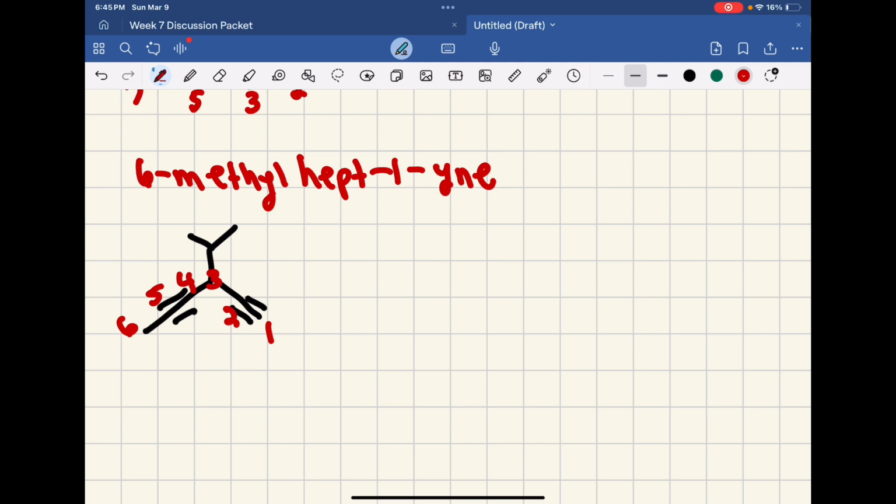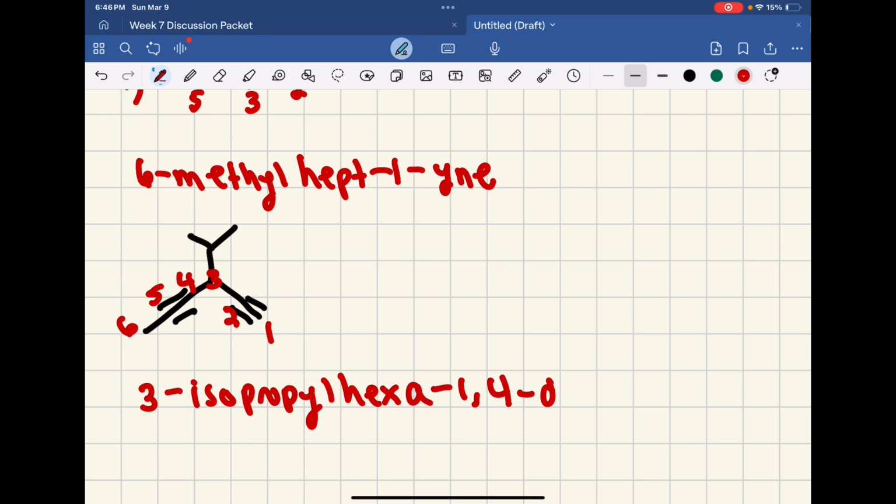And then what is the substituent at 3? Well, it's 3 isopropyl. What's the parent chain? Hex. Here's the nuance. When there's multiple of these pi bonds, like multiple alkynes, we have to add an A. These would be a diene, a triene, etc. You need to have an A. Where are they? Well, 1, 4, and then here is where you would say diene. So don't forget the A. That's kind of a nuance there.